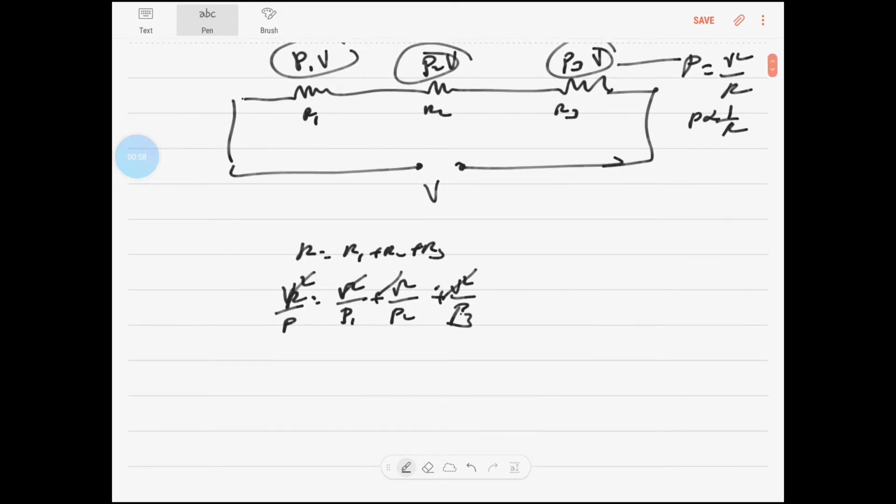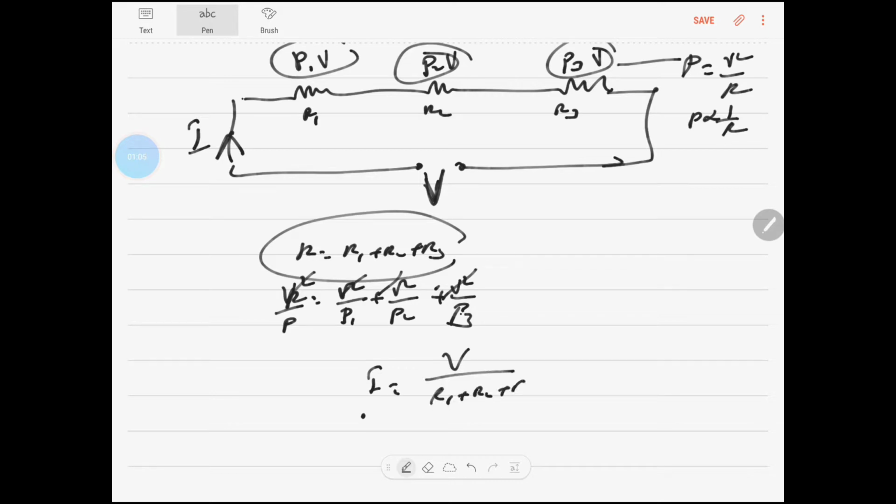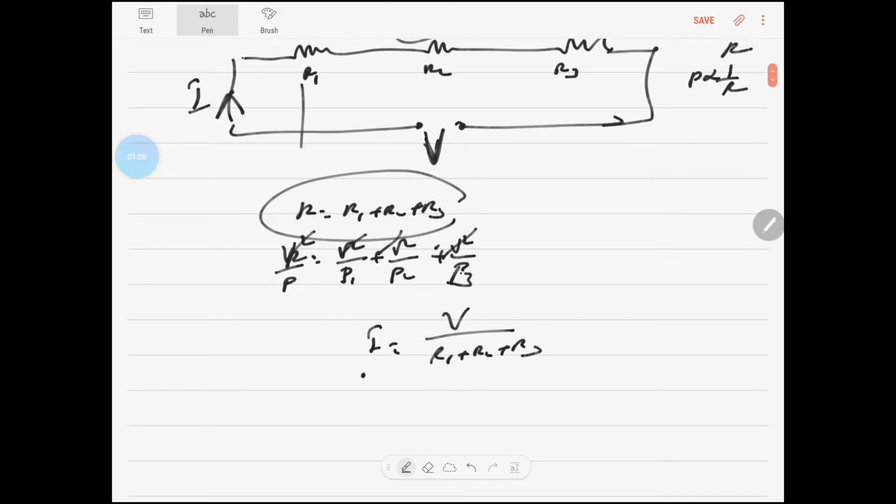So now you know the equivalent resistance, you know the supplied voltage is V, you can find the current that is flowing through, which will be a constant, so I is equal to V by R1 plus R2 plus R3. Once you find this current, you can find the individual power consumed by using the formula I square R1, I square R2, I square R3, which are the power consumed or the brightness. These are the brightness formulas.